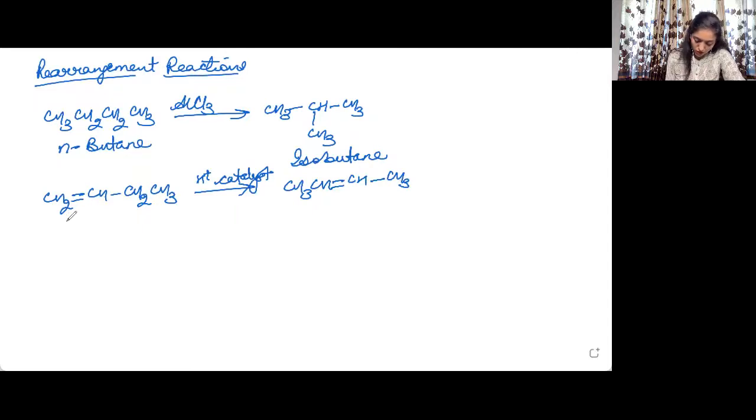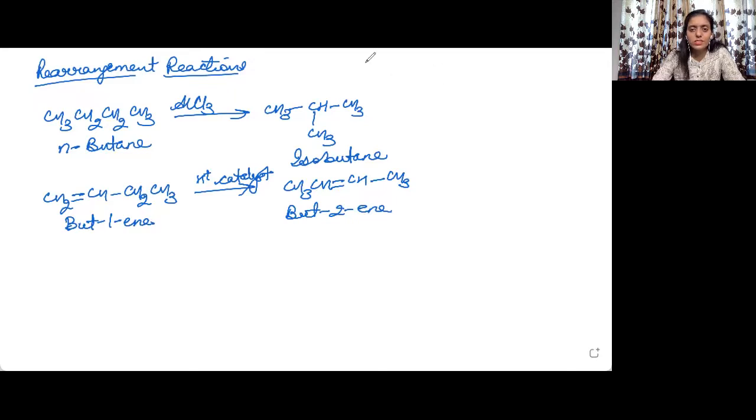So this is but-1-ene. This is but-2-ene. Okay, so these are the two examples of rearrangement reactions. Then the next type of reactions is condensation reactions.